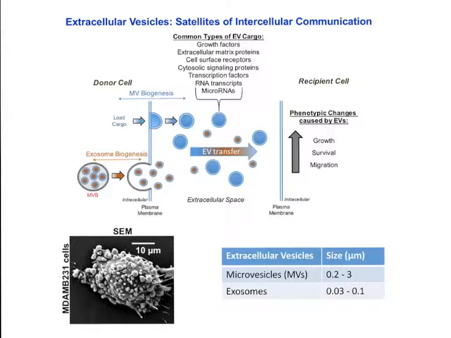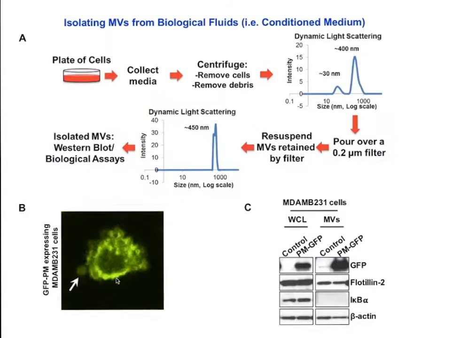So I had mentioned the differences in the sizes, and our lab has taken advantage of those size differences to purify microvesicles and exosomes and separate them out from different biological solutions. And in particular, we do a lot of work with conditioned media off of cancer cells. So how this proceeds is you take the conditioned media off of any plate of cells you want to study. We go through a series of low-speed centrifugations, and this removes cells and debris.